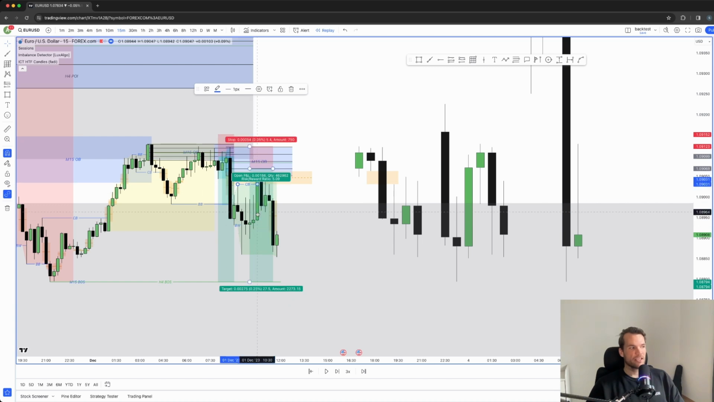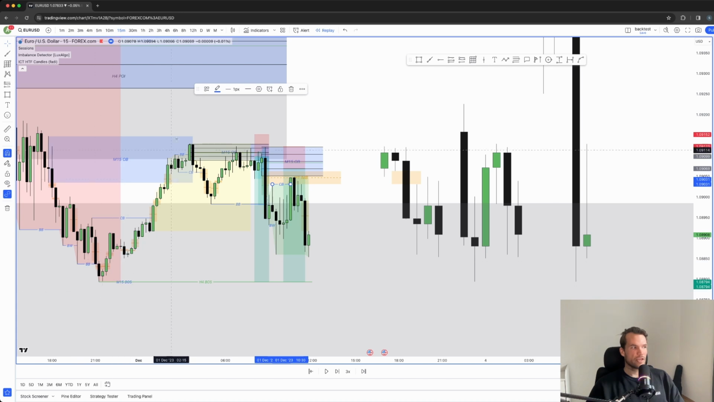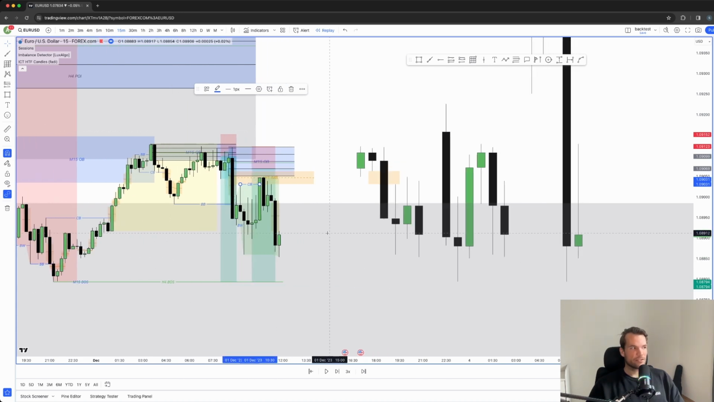Okay, we get a choch here. We're not interested in taking a reversal because it doesn't make sense. We've already had the pullback into the H4. We're just sitting in an M15 range. We're not looking for chochs. This was just a liquidity sweep to tap into the H1 imbalance.